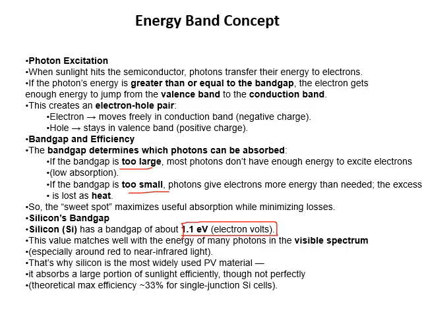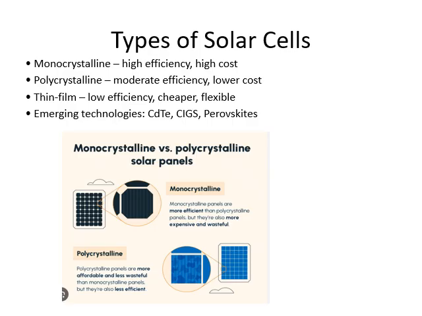So it absorbs a large portion of sunlight efficiently, but the theoretical maximum efficiency is up to 33% for single junction silicon cells. Okay, 33% maximum theoretical, but in practice we really do not go more than 20. Yeah, more than 20. Okay, enough of the solar cell details of photovoltaic transition.